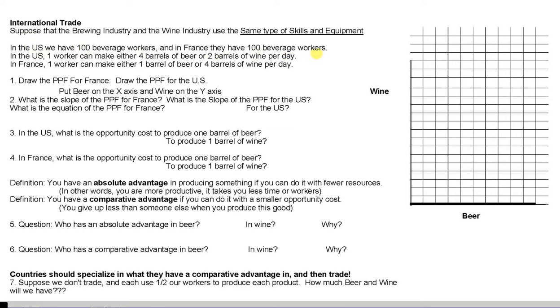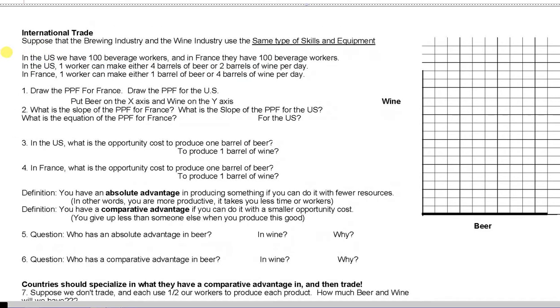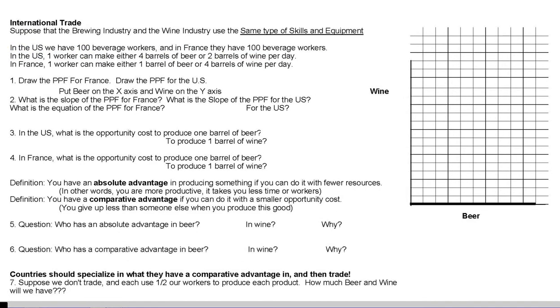But in these two countries, people have different relative strengths. So let's suppose in the United States that there are people that have these kinds of skills. One of these workers can either spend their day making 4 barrels of beer or 2 barrels of wine. Now in France, one worker can either make 1 barrel of beer or 4 barrels of wine.